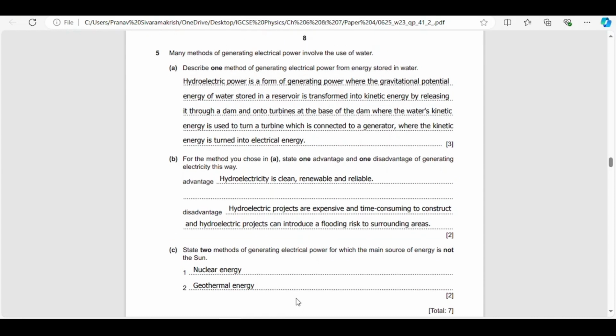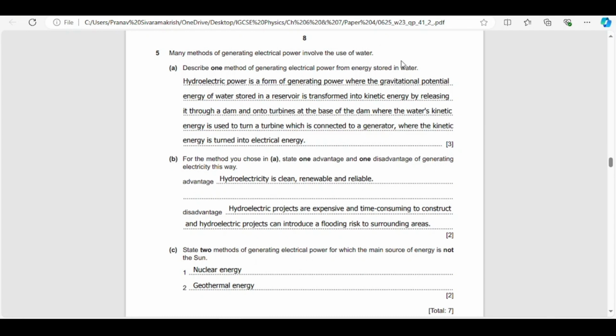So we've got question 5. Many methods of generating electrical power involve the use of water, which is true. So we've got a few different methods. We know of tidal energy, wave energy, and hydroelectric power. All of these are the 3 major methods that we have today to generate electricity using water. So they've said, describe one method of generating electrical power from energy stored in water.